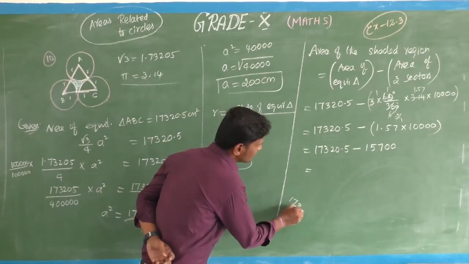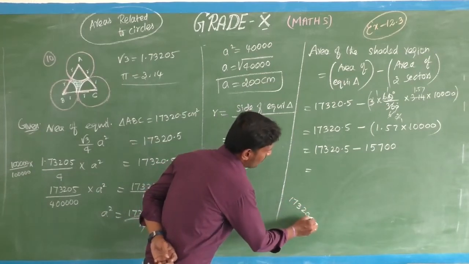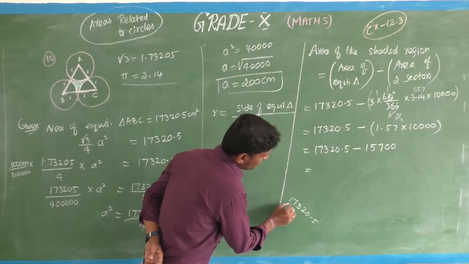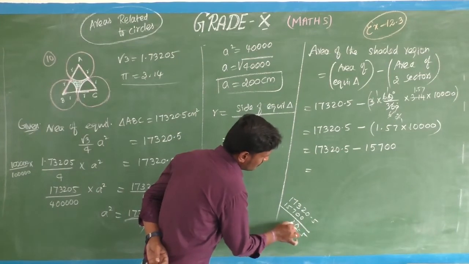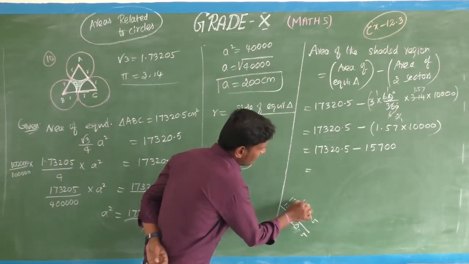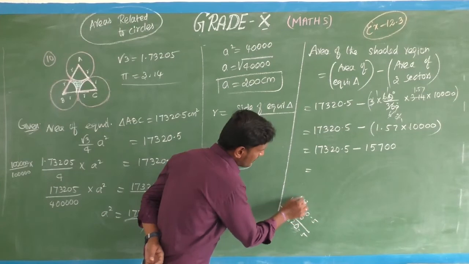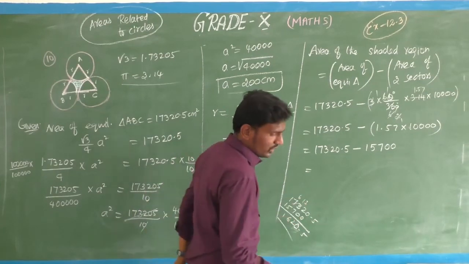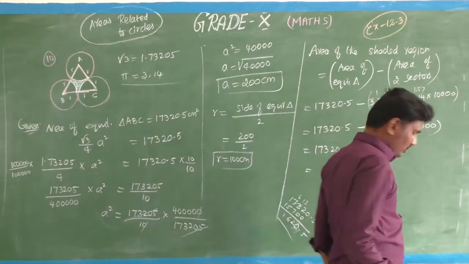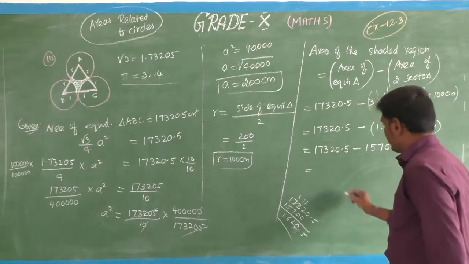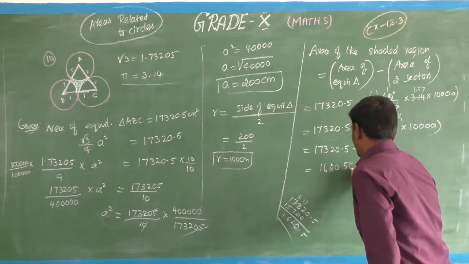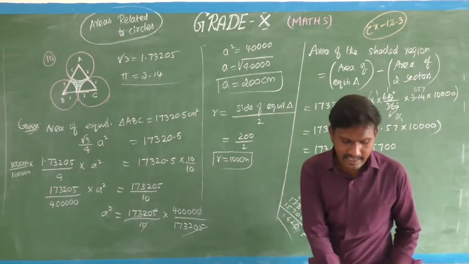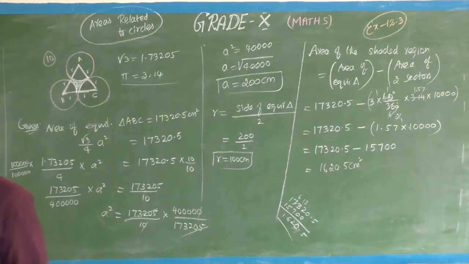Subtract 17320.5 minus 15,700. 0.5, 2, sorry 0, 2. 13 minus 7 is 6, 6 minus 5 is 1. So what is the final answer? 1620.5. What is the answer? 1620.5 centimeters square. So this is the area of the shaded region for that.